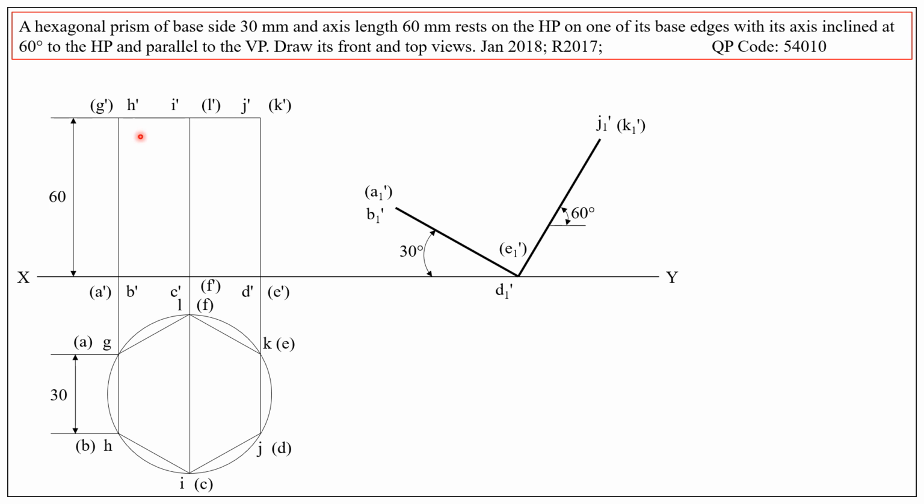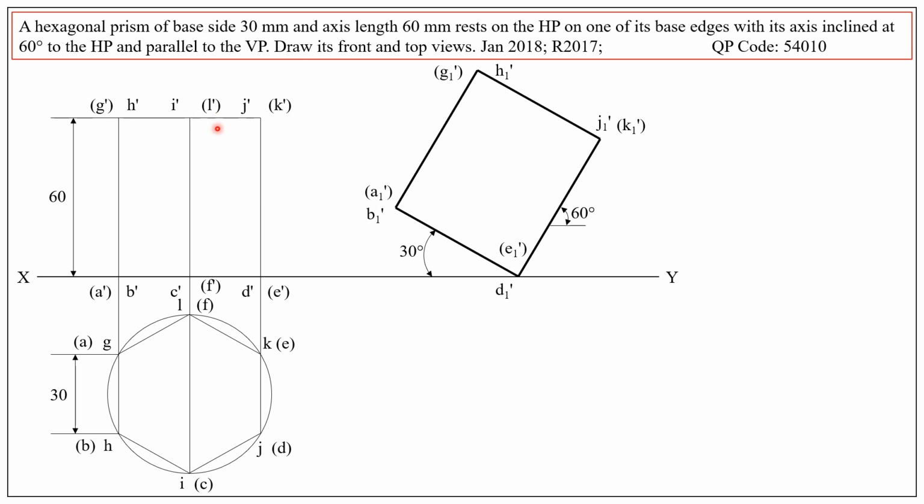Therefore, from J1 dash, draw a line parallel to this 30-degree line and obtain point G1 dash H1 dash. So the distance between H1 dash and J1 dash is equal to the width of the rectangle. Now join B1 dash and H1 dash. What is remaining is C dash F dash, I dash L dash.